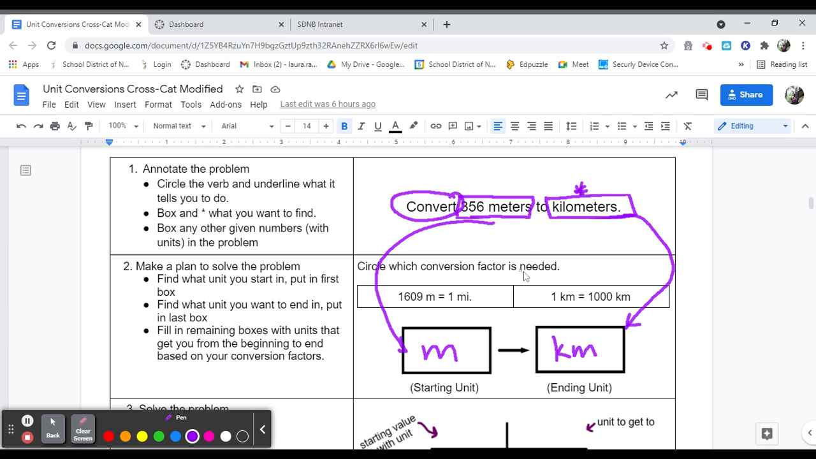So if I want to go from meters to kilometers, I want to find what unit I start in, what unit I finish in, and this time there's no boxes in the middle. This conversion factor has meters and miles, but I want to go from meters to kilometers, so I'm not going to use this one. It does not include both units. This conversion factor includes kilometers and, oops, that should say meters. So 1 kilometer equals 1,000 meters. That's the one we're going to use.